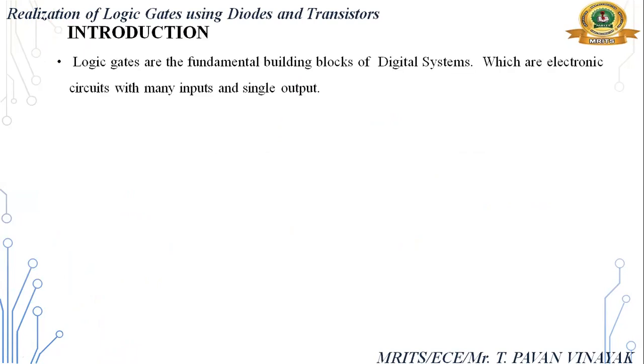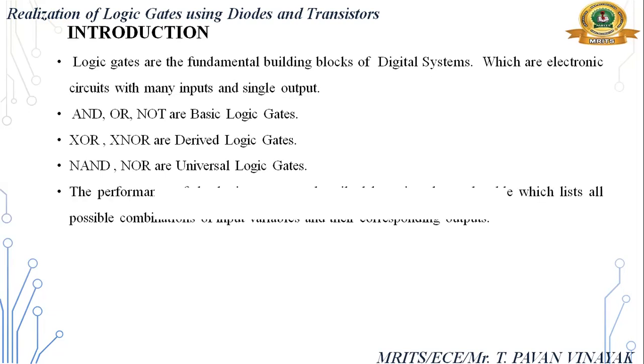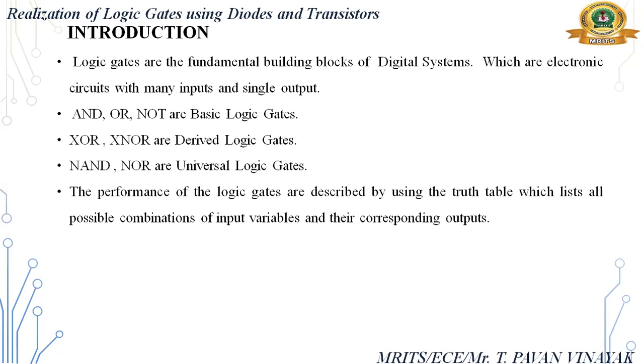What is a logic gate? A logic gate is a fundamental building block of digital systems. It is an electronic circuit which has many inputs and only a single output. The basic logic gates are three types: AND, OR, NOT. Derived logic gates are two types: XOR, XNOR. And universal logic gates are NAND and NOR. You can understand why NAND and NOR are universal in this chapter. The performance of logic gates is described by a truth table.